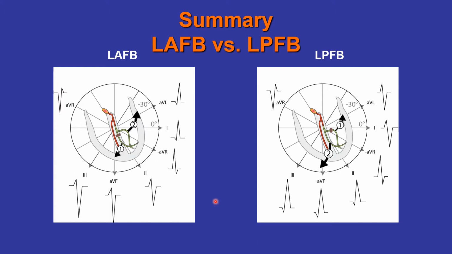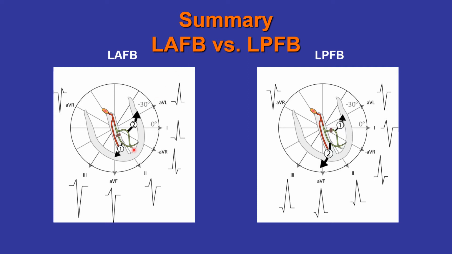In bundle branch block, because there is a differential between right ventricle and left ventricle, and left ventricle has so much muscle mass that it actually dominates when it comes to electrical depolarization. So when a differential develops within a ventricle, within left ventricle, axis deviation is more marked. Now let me explain how this differential develops in these two conditions.